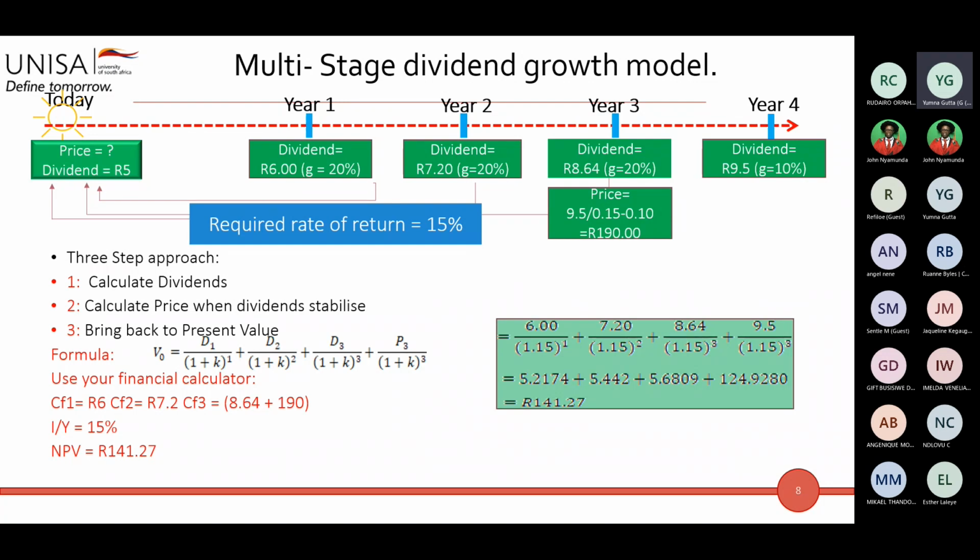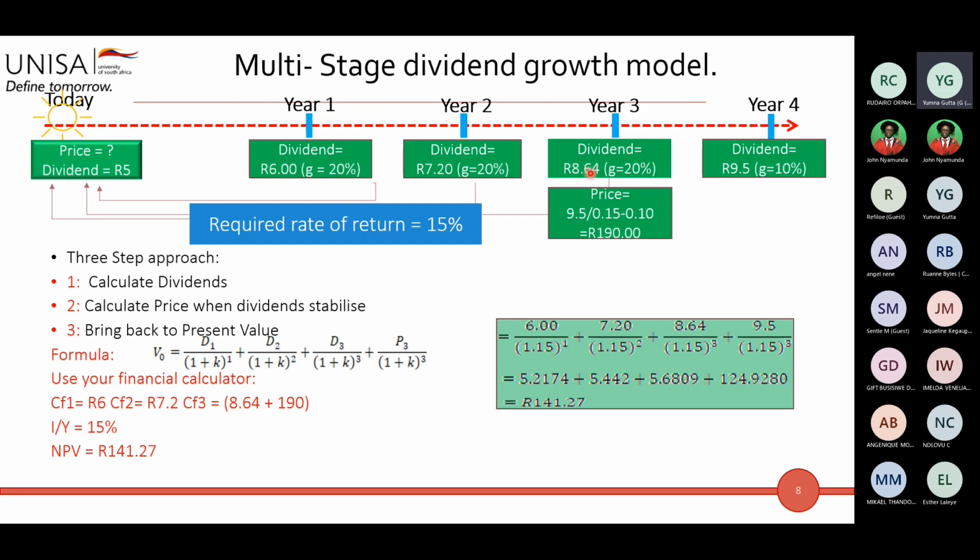So if you look at this number line, we started off with the same company. It had a dividend of 5 Rand, right? But this company is now experiencing some serious growth. So the dividend is growing at 20% for years 1 to 3, right? So you see each year I've grown the dividends by 20%. I've worked it out here, and there are the answers.